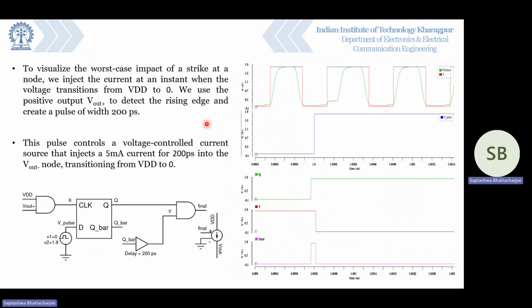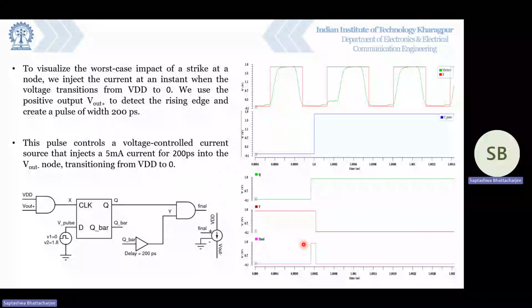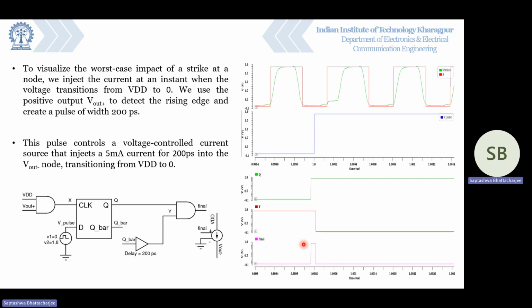Now to capture the effect of a strike during simulation, we come up with this strike circuit, wherein we assume that our circuit has differential outputs, Vout plus and Vout minus. So whenever there is a VDD to 0 transition in the Vout minus, it means that in the positive output Vout plus, there is a 0 to VDD transition. So we detect the rising edge of the Vout plus, and we convert that into a current pulse of magnitude 5 milliampere for a duration of 200 picosecond, and we inject this current pulse in the Vout minus node, which is undergoing a transition from VDD to 0. This brings out the worst case impact of strike, as was mentioned in the previous slides.